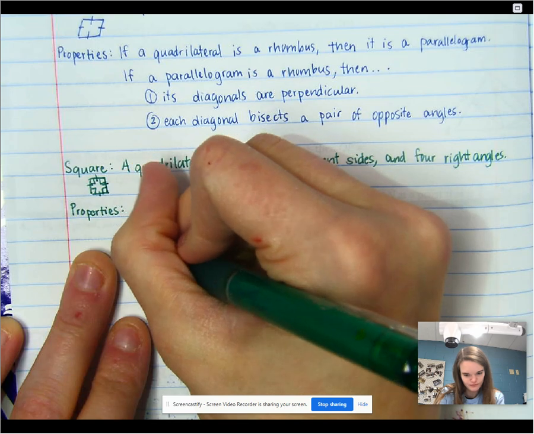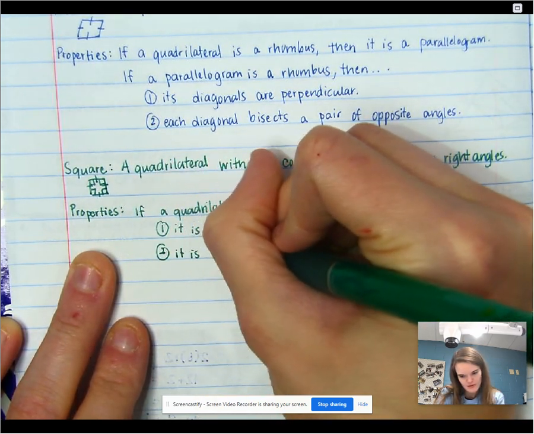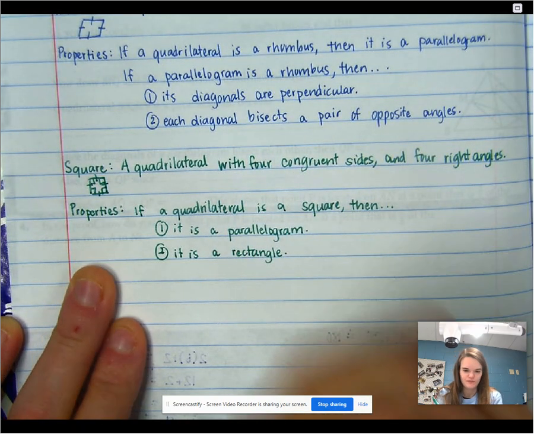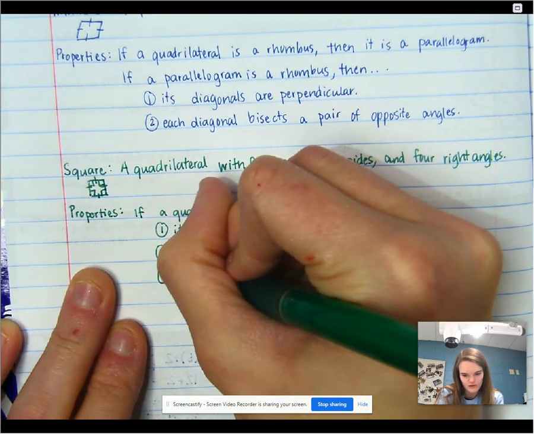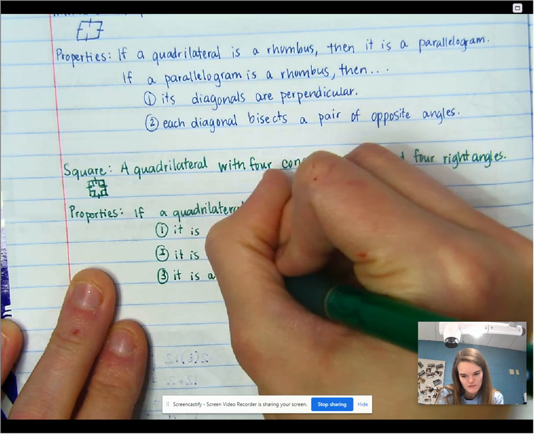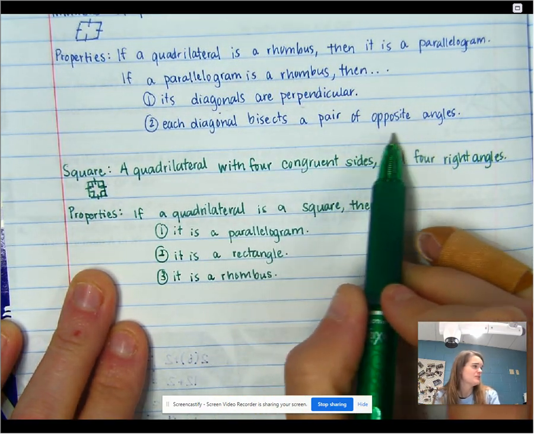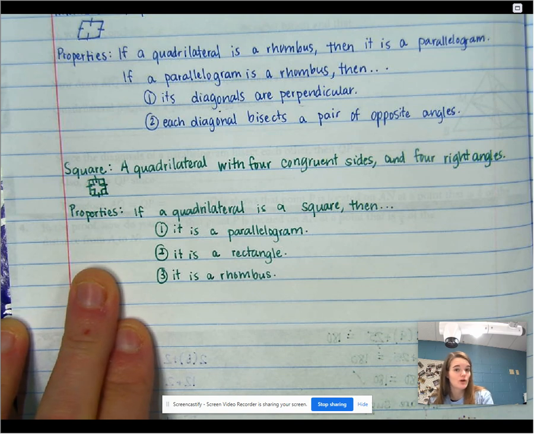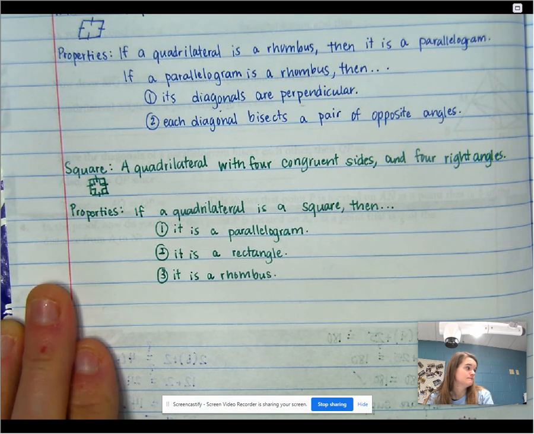Number 2, it is a rectangle. Meaning, the diagonals are congruent. Third, it is a rhombus. Meaning the diagonals are perpendicular and each diagonal bisects a pair of opposite angles. So everything that is true about a parallelogram, a rectangle, and a rhombus is true of a square. So a square's got a ton of stuff going on, okay?